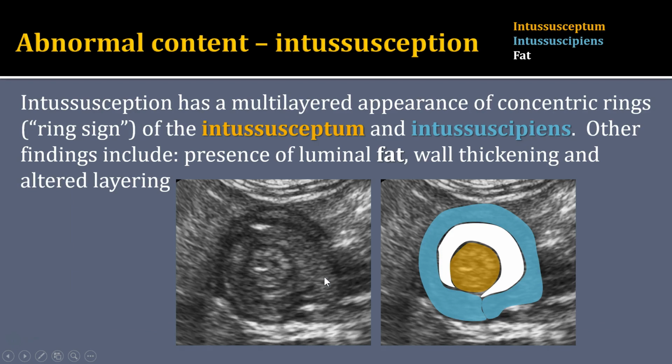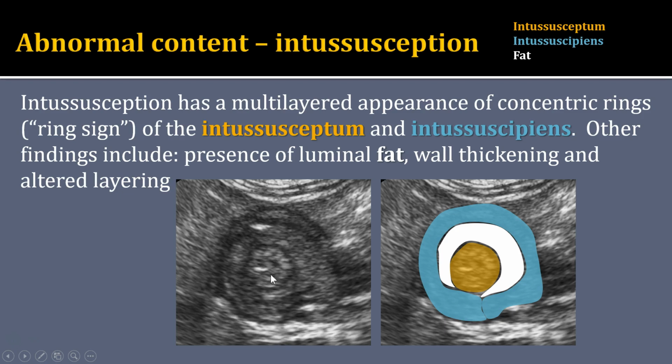Another form of abnormal content is the intussusception. The intussusception has a multi-layered appearance of concentric rings, sometimes called a ring sign. This is when your intussusceptum, which is the more proximal bowel that telescopes into the more distal bowel, called the intussuscipiens, is seen, usually in transverse.